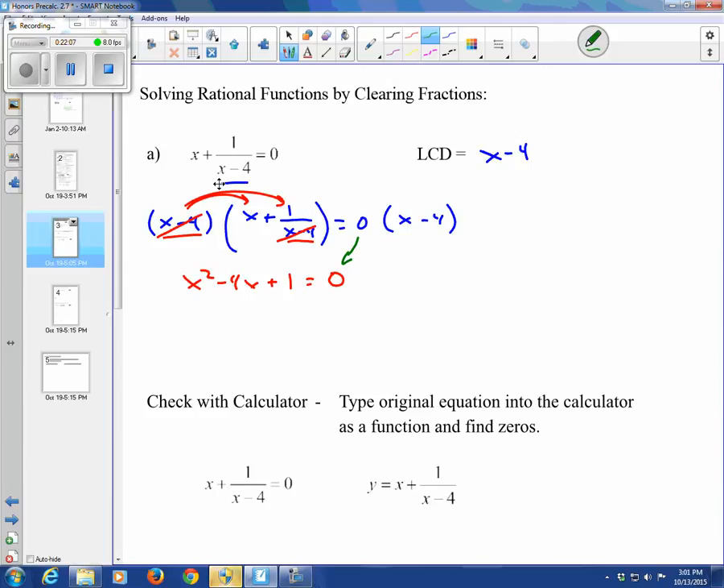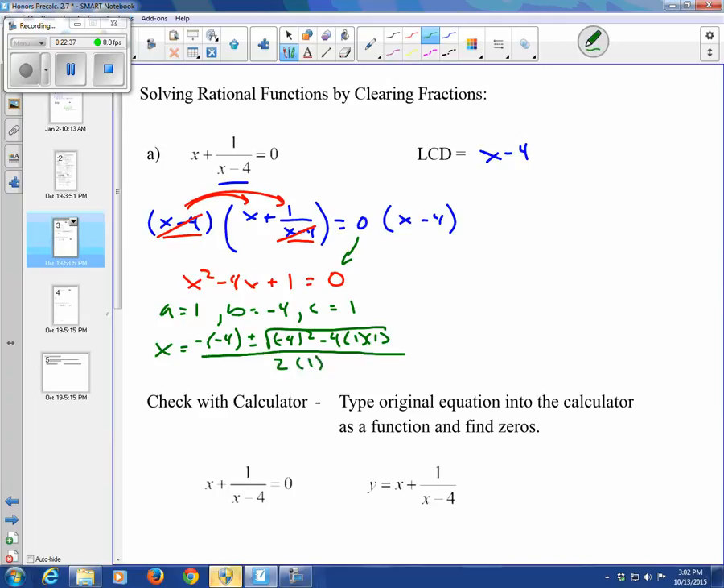And now what we're going to see is that we've got a quadratic that we cannot factor. So what we're going to have to do is use the quadratic formula. Now, when we use the quadratic formula, we're going to say a equals 1, b equals negative 4, c equals 1. And for our quadratic formula, that is going to give us x equals negative negative 4, plus or minus the square root of negative 4 squared minus 4 times the a term of 1 times the c term of 1, all over 2 times the a term of 1. So right here we can simplify this guy and solve them out.